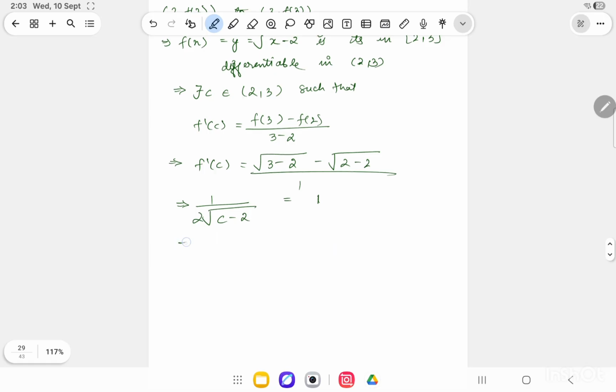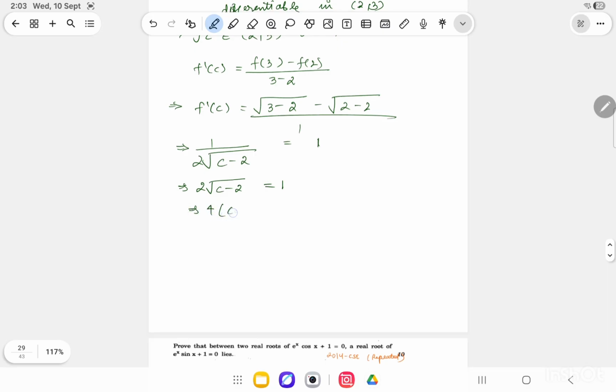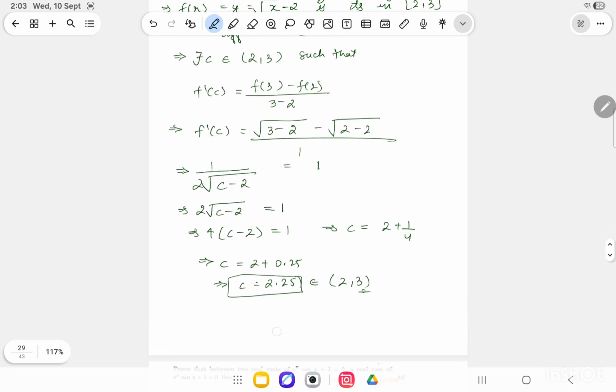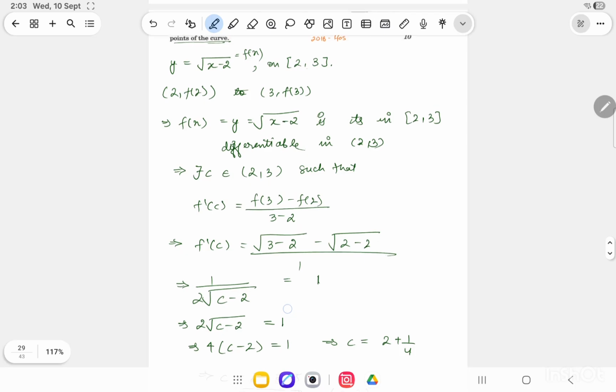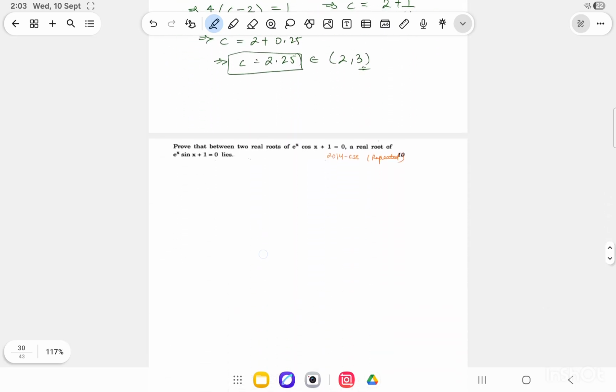that is 2 under root C minus 2 equals 1. If I take the square of both sides, I'll get 4 into (C minus 2) equals 1. So from here C will be 2 plus 1 by 4, that is 2 plus 0.25, so C is 2.25, and it clearly lies in the open interval (2, 3). So at point C, that is 2.25, the tangent to the given curve is parallel to the chord joining points 2 and 3. So let's move on to the next question.